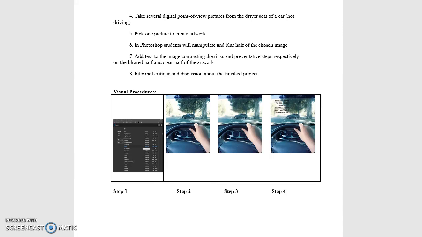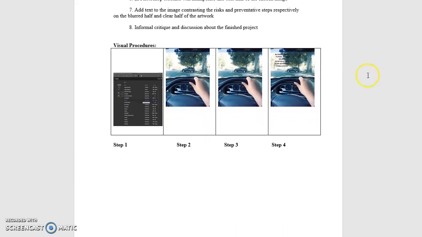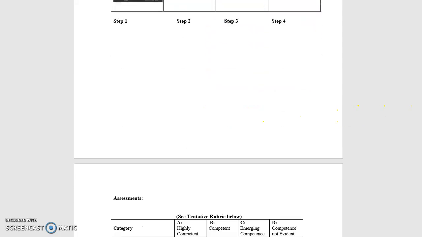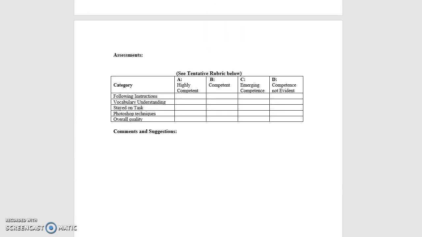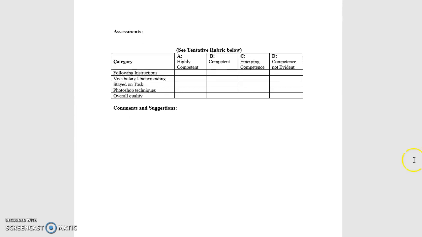As you can see, Anthony made a great example to show step by step how to create a poster using Photoshop. At the very bottom, we have an assessment on how we would grade this lesson. As you can see, we would be grading on the following criteria: vocabulary understanding, staying on task, Photoshop techniques used, and overall quality.